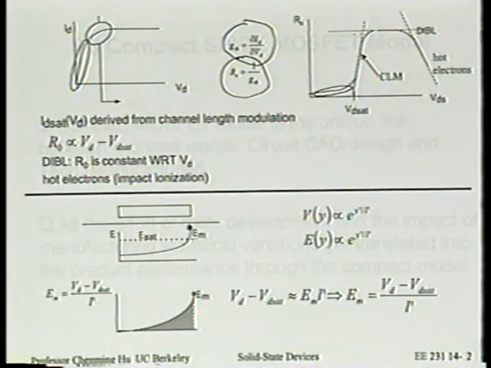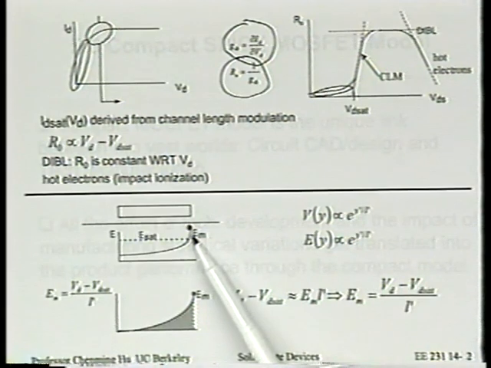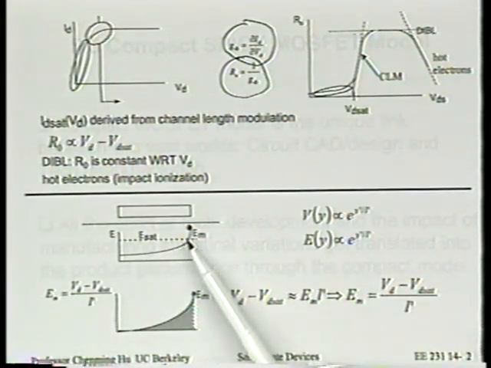The reason is all these hot electron phenomena are very strong functions of the electric field. So it's really that maximum electric field that determines everything that has to do with breakdown, with substrate current. So we want to get a model for electric field, and we can get there very easily based on what we already have.